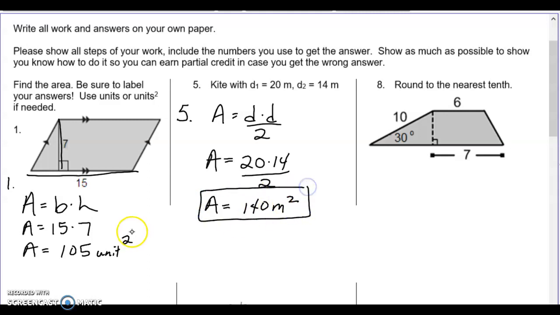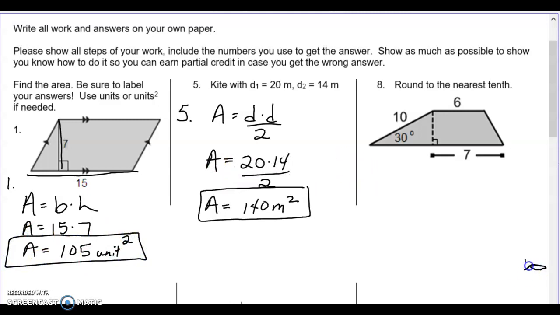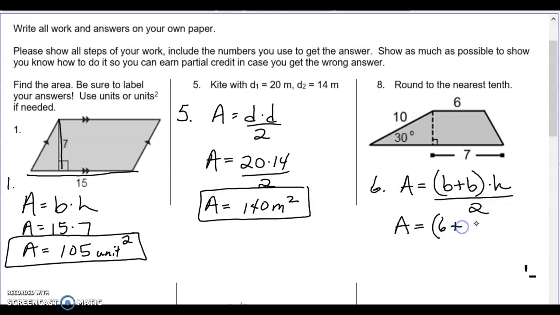Okay, so we've got the area of a parallelogram, the area of a kite. Over here we have a trapezoid. So again, we write down number 6, the area of a trapezoid. Trapezoids are, we add the bases together, multiply it by the height, and divide by 2. The bases are always the parallel pieces. So that would be 6. 6 is one of the bases. Now the other base, I'm not quite sure what that is. I have to find it. And then the other thing I have to find is the height.